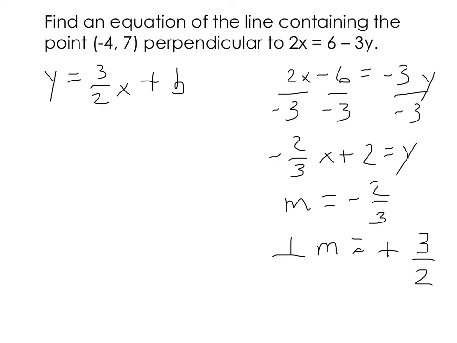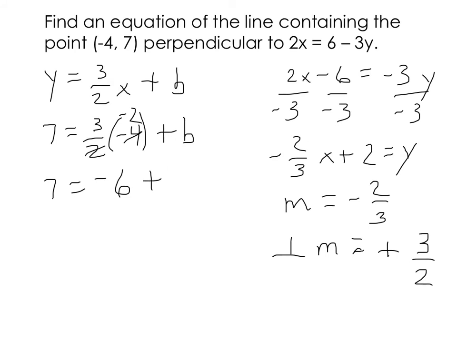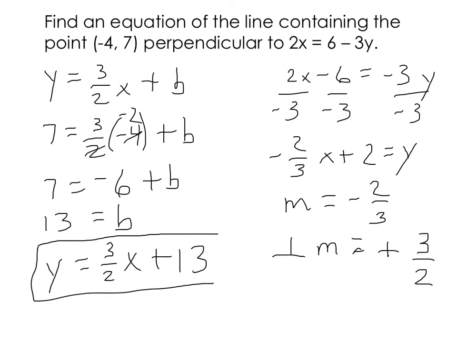We don't know. Let's use our point. We haven't used that yet. (-4, 7). Use our point. Substitute these values into the equation. 2 goes into negative 4, negative 2 times. So that gives us negative 6 plus b. Add 6 to both sides. So now we have our final equation of y equals positive 3/2 x plus 13. That's our equation of the line.